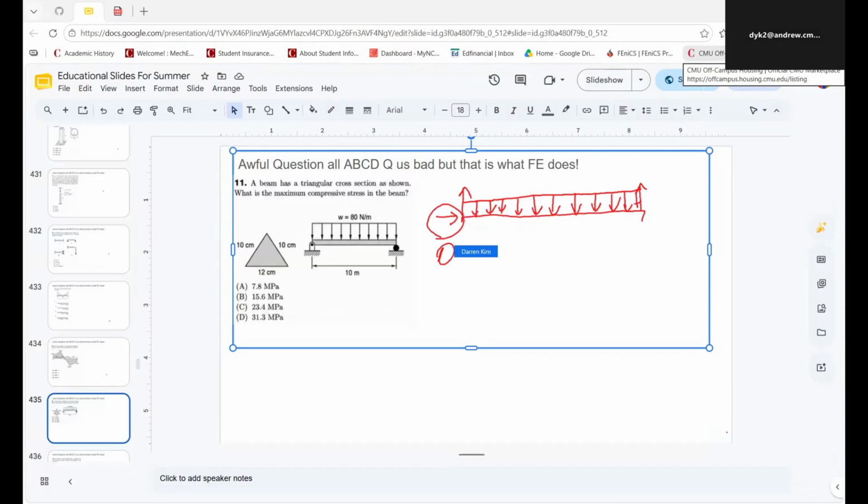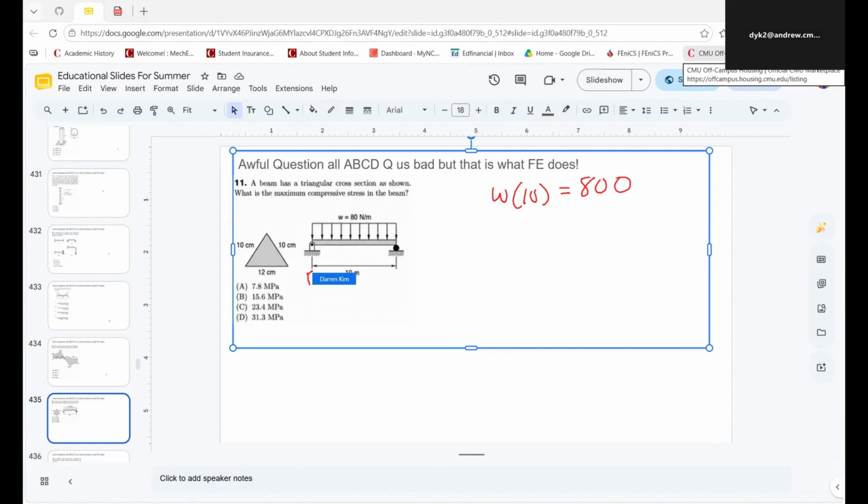Second is that when we think about it, this is symmetric. So if I put a force down over here, we can imagine that the two forces over here have to be the same. You can prove it mathematically by using moment and summation of forces, or you can just trust my word for it, which I do hope you do, because that makes things easier. So W multiplied by 10 equals about 800. And if I was right about the force over here, then the force is about 400.